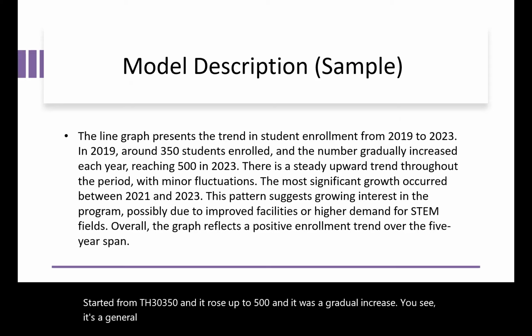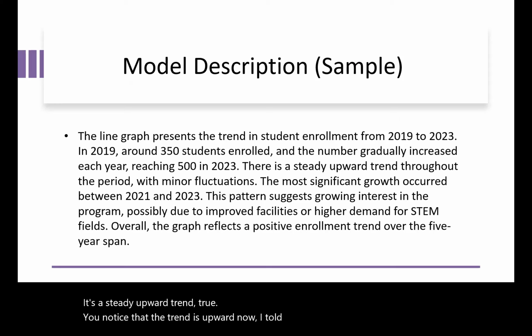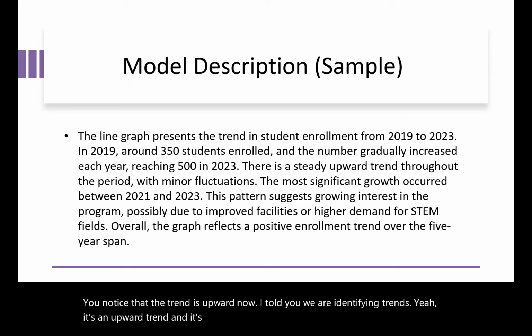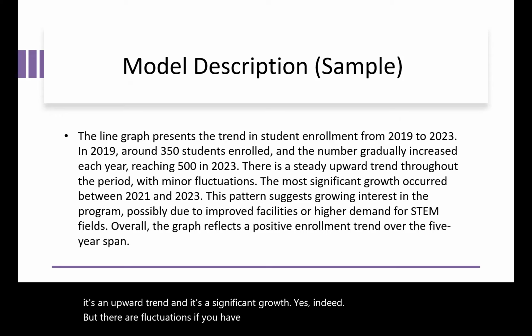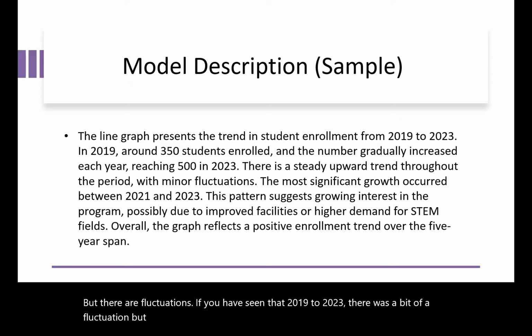Okay, now coming to the third line, there is a steady upward trend throughout the period with minor fluctuations. It's a steady upward trend, true. You notice that the trend is upward. Now, I told you we are identifying trends. Yes, it's an upward trend, and it's a significant growth. Yes, indeed. But there are fluctuations. If you have seen 2019 to 2023, there was a bit of a fluctuation, but then it rose, or rather it rose gradually. Okay.